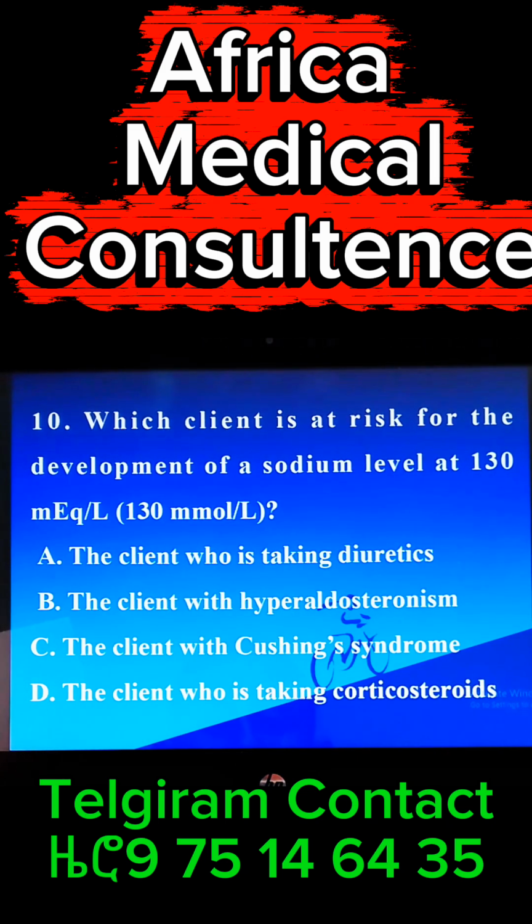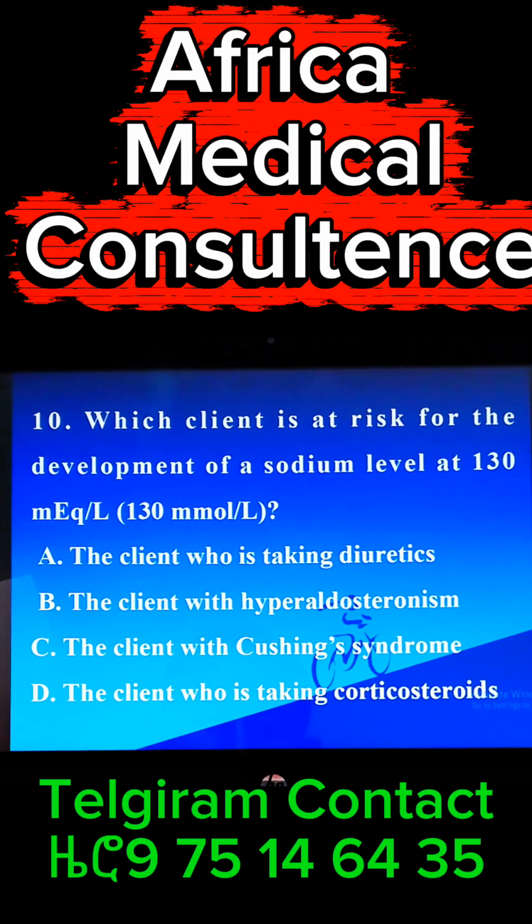Question number 10. Which client is at risk for the development of a sodium level of 130 milliequivalent per liter or 130 millimole per liter? A. The client who is taking diuretic. B. The client who is hyperaldosteronism. C. The client with Cushing syndrome. D. The client who is taking corticosteroid. So the correct answer for question number 10 is A. The client who is taking diuretic.